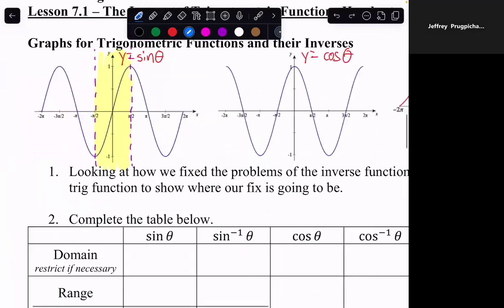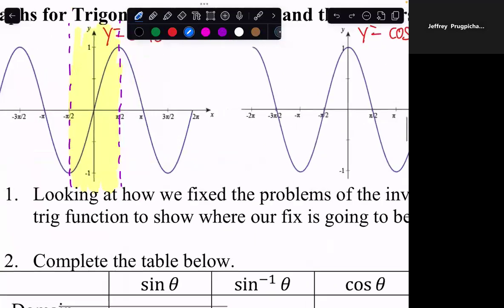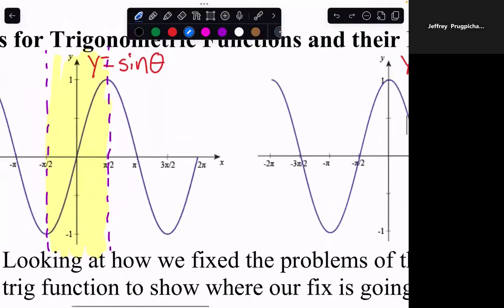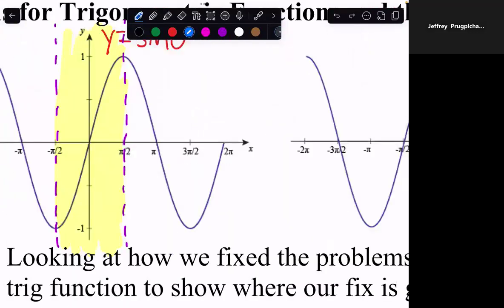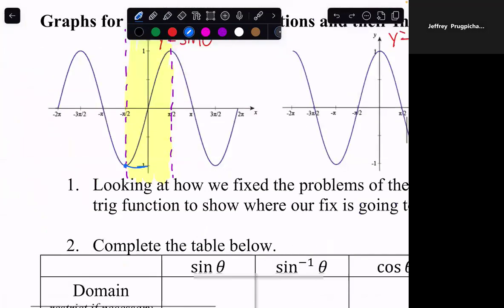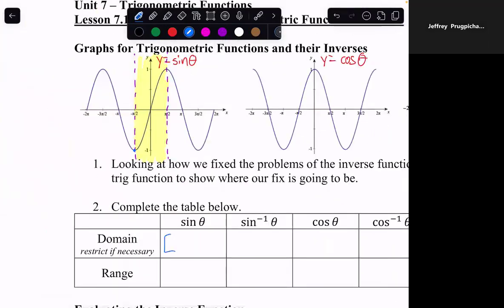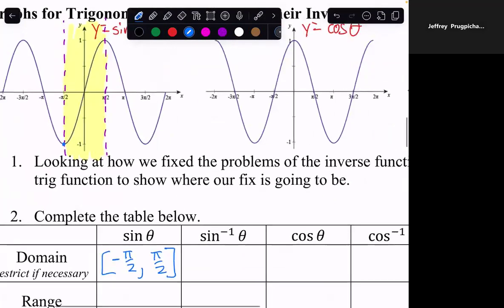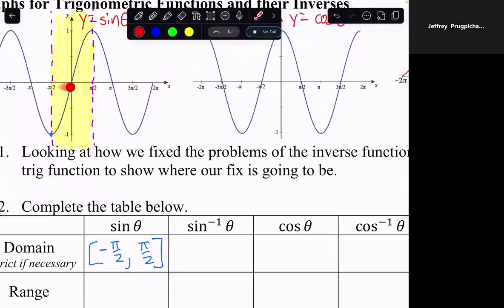Down here, we're going to say for sine of theta, in order for the inverse to be a function, it needs to be between negative pi over 2 and positive pi over 2. And can we use those endpoints themselves? Negative pi over 2 is -1, positive pi over 2 is +1. So yes, +1 does not occur anywhere else, so it's fine. So the domain is bracket negative pi over 2, comma, positive pi over 2. Remember, domain is the input, the x value.